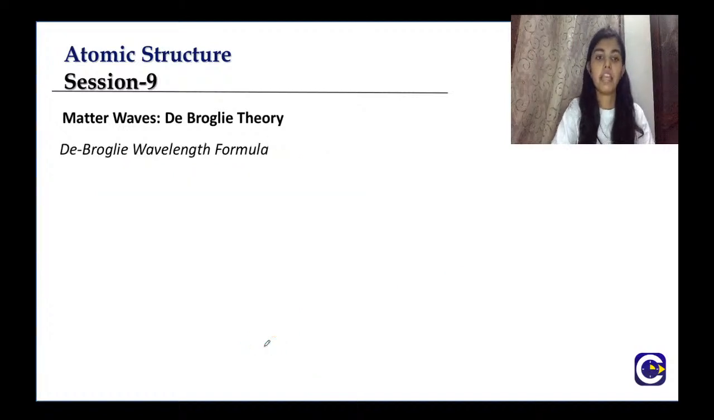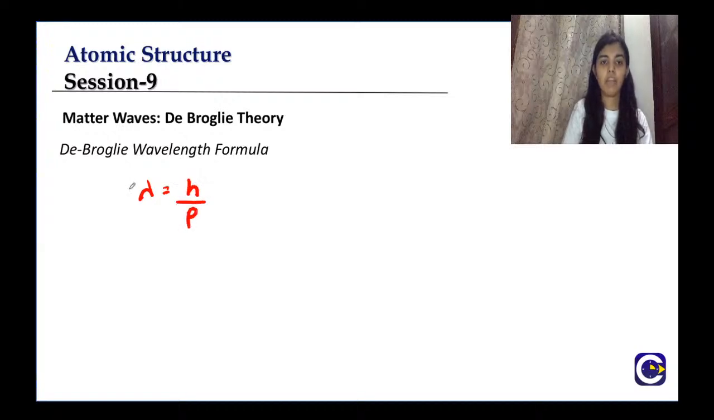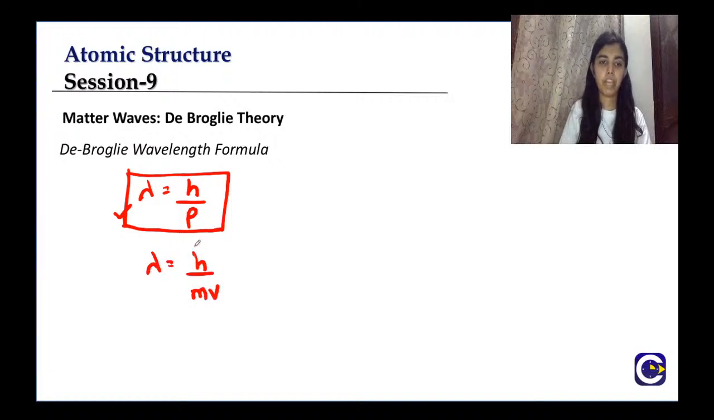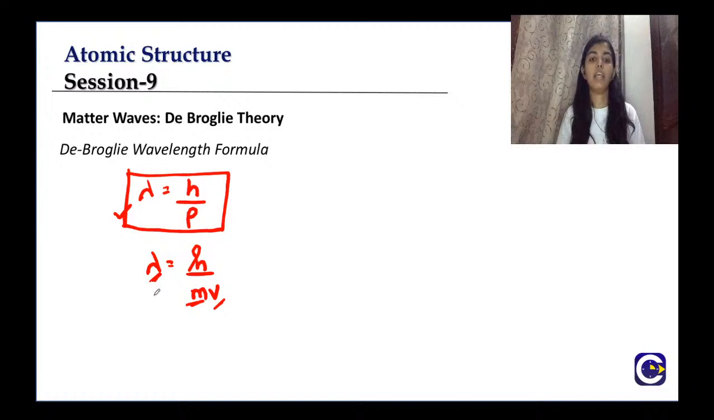So next was the de Broglie wavelength formula that we have already done, that lambda equals to h by p, where lambda is the wavelength, h is the Planck's constant and p is the momentum, or you can also write it as h by mv, where m is the mass of the object, v is the velocity, lambda is the wavelength of the matter wave that is associated with that particular matter, and h is the Planck's constant.